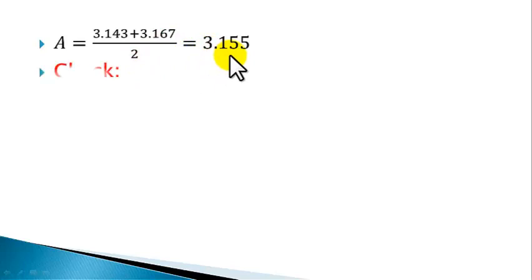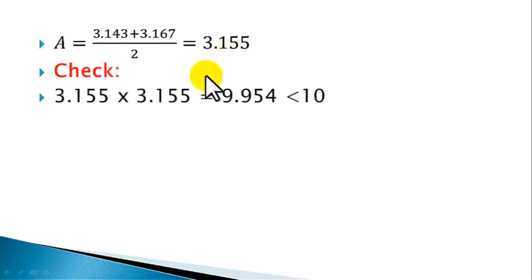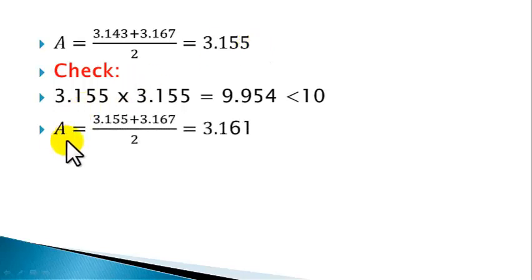So, we check. Multiplying 3.155 by itself, that is A squared, is equal to 9.954. This is less than 10. This indicates that 3.155 should be our new lower bound. So we again compute A with 3.155 as the lower bound, then plus 3.167 over 2. Our new A is 3.161.